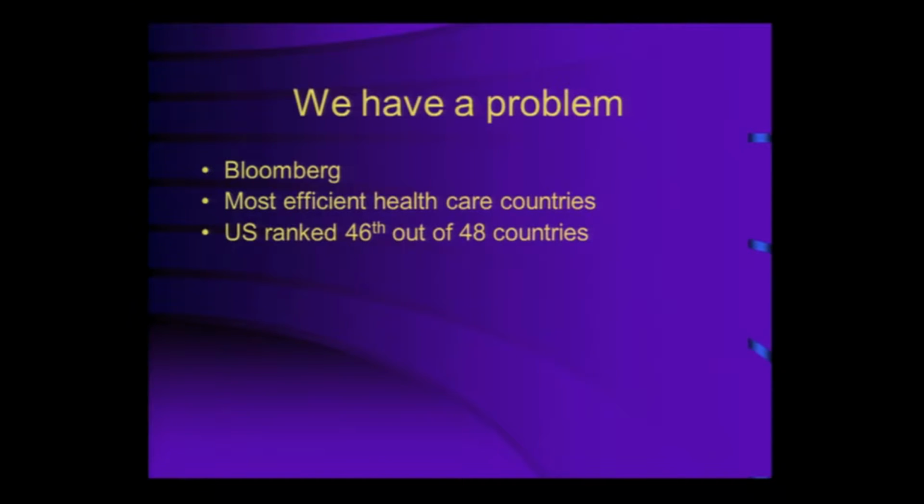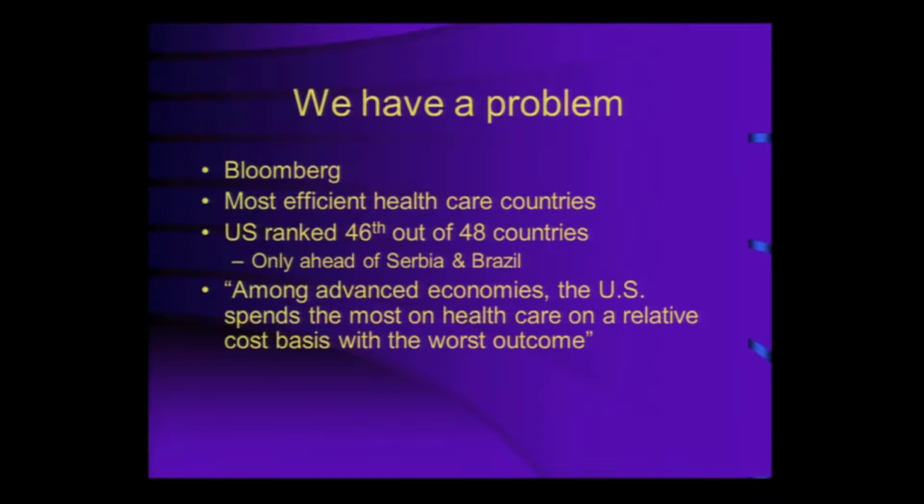And when you look at all these things, Joe talked about a bunch of them. So Bloomberg ranked most efficient healthcare countries in the world. We were 46 of 48, ahead of Serbia and Brazil, the same numbers. And we do the worst on healthcare on a relative cost basis with the worst outcome.